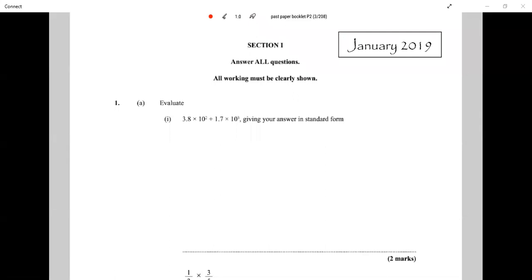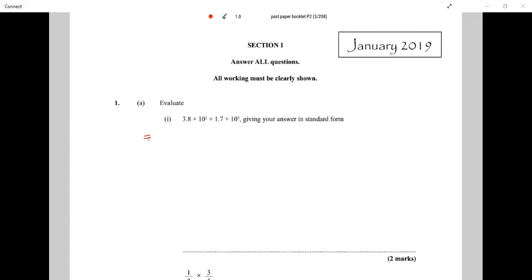All right, so this is question number 1 from January 2019. The question says, A, evaluate 3.8 times 10 squared plus 1.7 times 10 cubed, and you're to give your answer in standard form. One thing you could do is work it in pieces. So let's go for pieces.